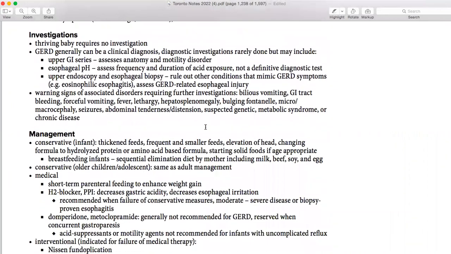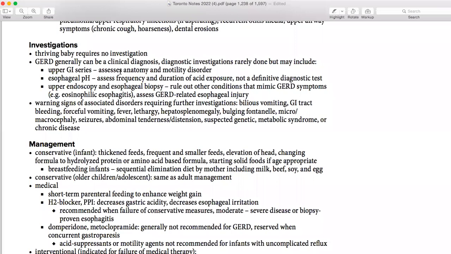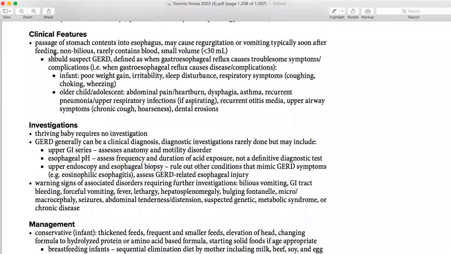Then GERD, the presentation of the GERD is a little different in the children than in the babies, in the peds than the adults. So you need to know what kind of presentation. So this is basically suspect GERD. An infant will be having poor weight gain, irritability, sleep disturbance, respiratory symptoms. So it might present with coughing, choking and wheezing, and pain, heartburn, dysphagia, asthma, respiratory noise. So you need to know all of this. This is basically complication. Sorry, I'm reading complication.